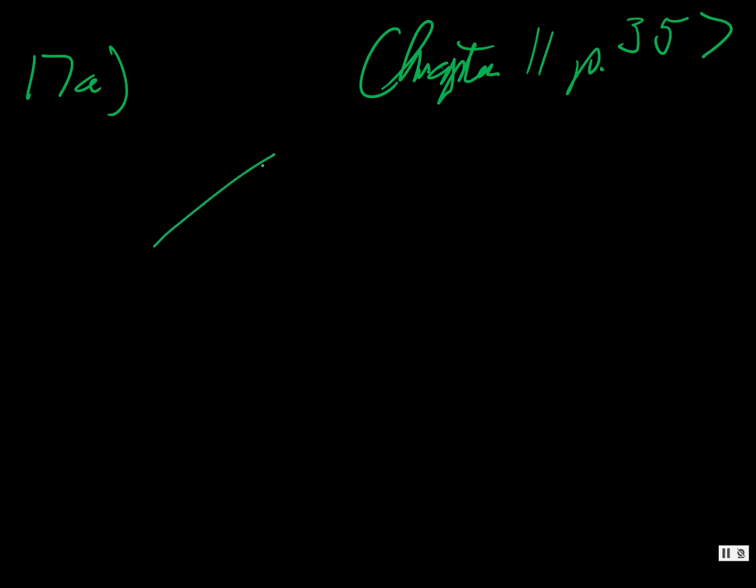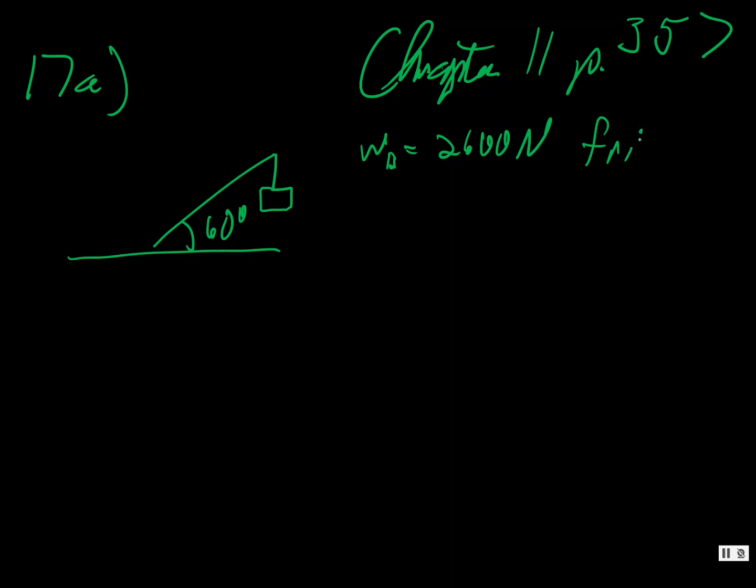We have a boom, and I'm not going to draw all the fancy stuff. There's a 60-degree angle. It has a mass hanging from it. The boom weighs 2,600 newtons. So the weight of the boom is 2,600 newtons. And it is attached to a frictionless pivot, so it is frictionless, at the lower end, which is talking about down here, okay?